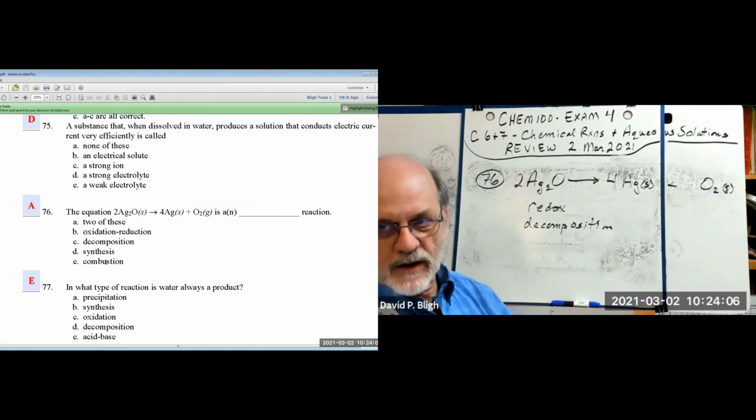So what's the coefficient of the solid? Is there a coefficient out there? Yeah. If you write that compound, there's at least one of them. So we don't write the 1 right there. So the coefficient for that compound is 1.